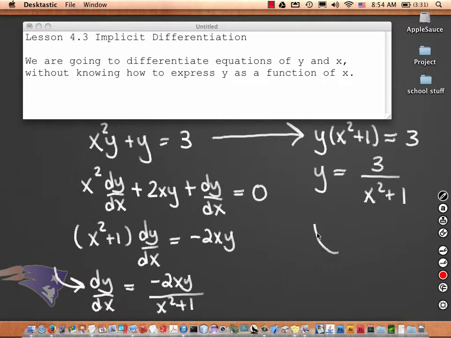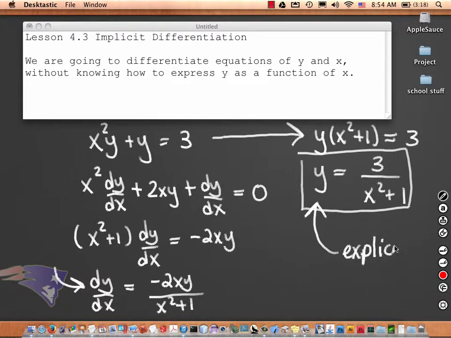And now this equation that we have is called explicit. This equation is explicit, and all of the differentiation that I've been teaching you so far, David and Carrie, has been explicit differentiation. Let me now show you that if I take the derivative of this, I get the same thing here.